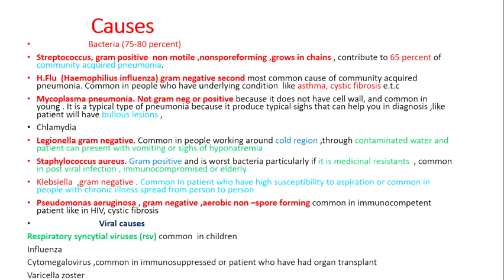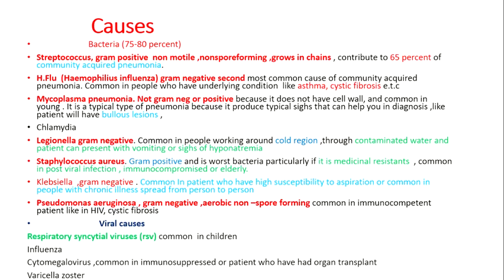So you will expect it to be a pneumonia. So what will be this type of pneumonia? Mycoplasma pneumonia. So that's another cause. Another cause is Legionella. Legionella is gram-negative, and it's common in people working in cold regions. It's also passed through contaminated water, and the patient will present with vomiting or signs of hyponatremia. Hyponatremia is a sign of low sodium. So that's another cause, Legionella.